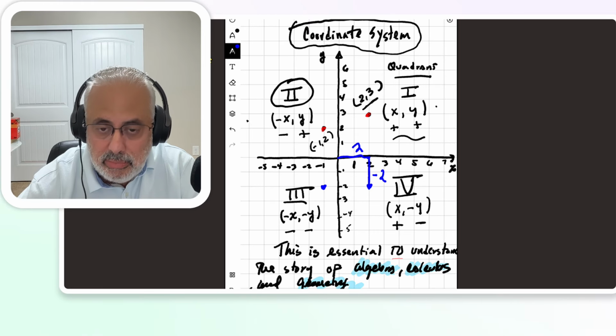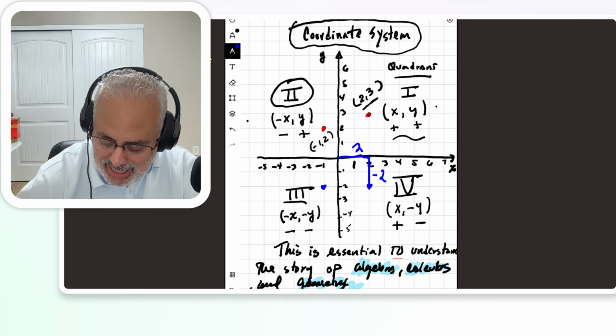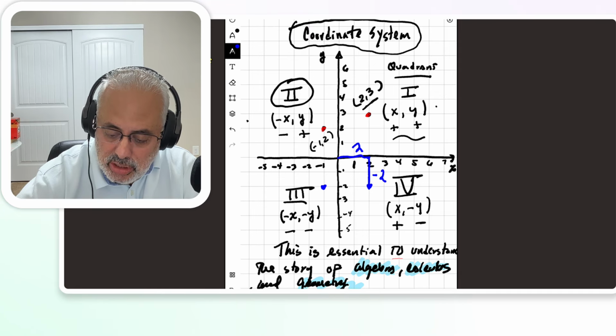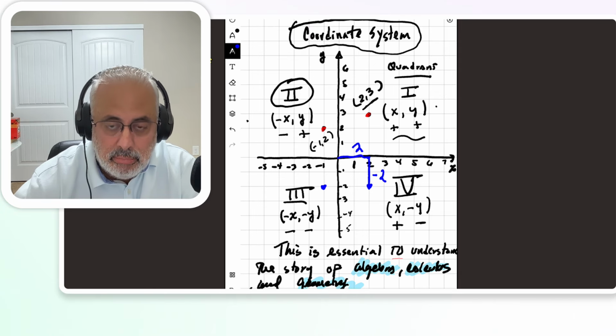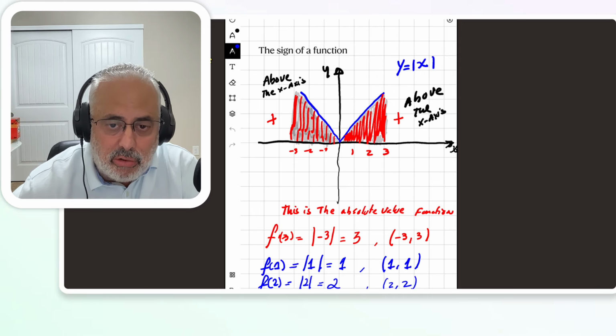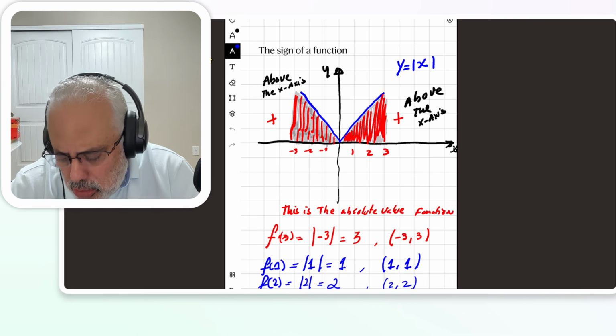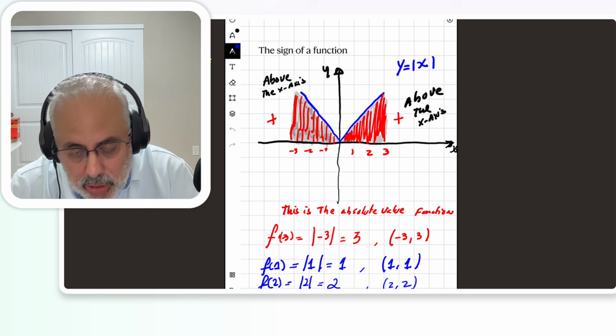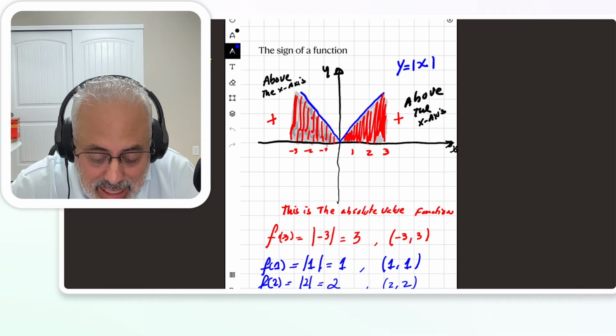Coordinate system. The mastering of the coordinate system. And they can have this forever. They can have that forever. This is a reference. The same about the sign of a function. So I use here the absolute value function. When a function is positive, when a function is negative, they need to take the note.